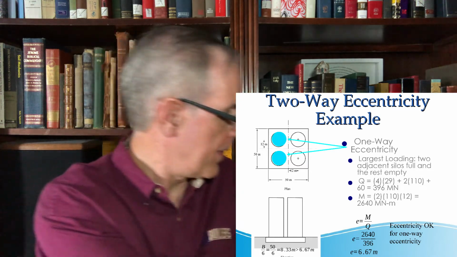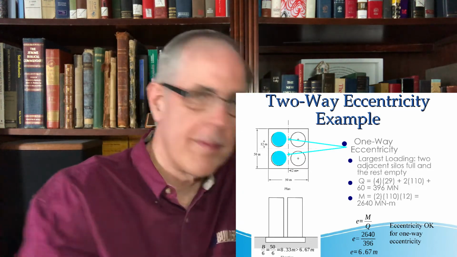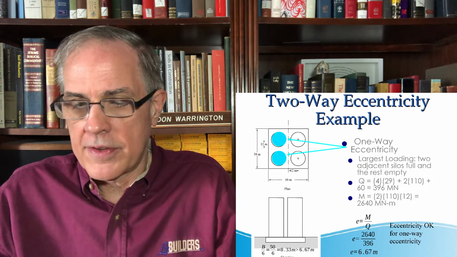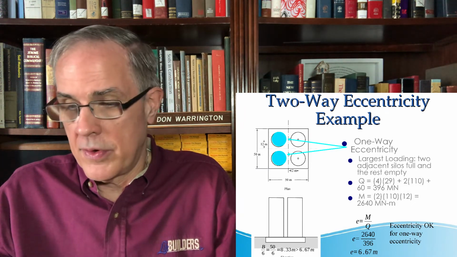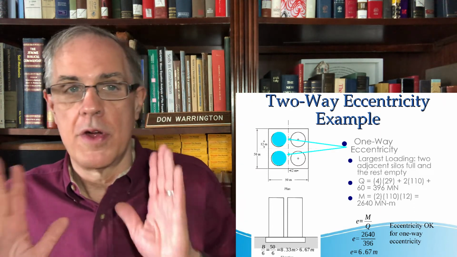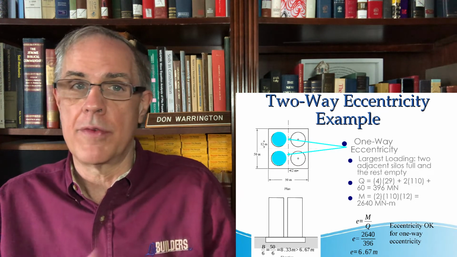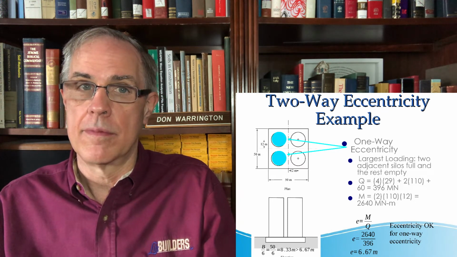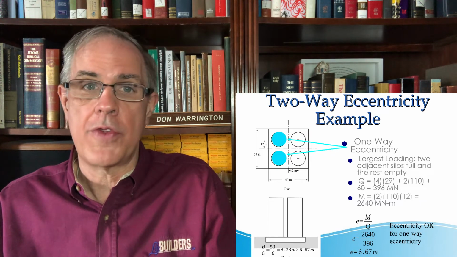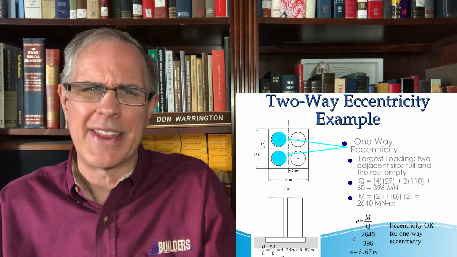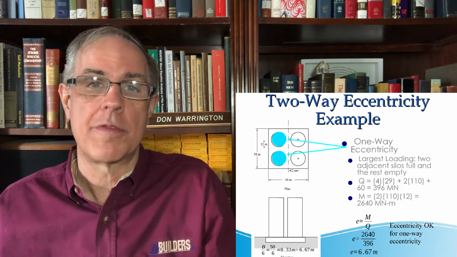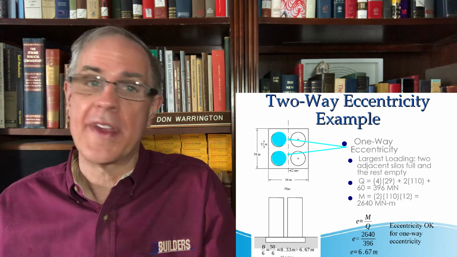Now, the one-way eccentricity actually doesn't matter whether it's this way or this way. In other words, either these two can be full, or these two can be full. It makes no difference. It's square. B over 6 is equal to 50 over 6, which is equal to 8.33, which is bigger than 6.67. Therefore, we're in the kern on that one because we only have one-way eccentricity. It's symmetric. Now, if you wanted to, say, well, I don't like this, it's a two-dimensional problem, that's fine. You can do that, just put e_L equal to 0. You will get the same result.